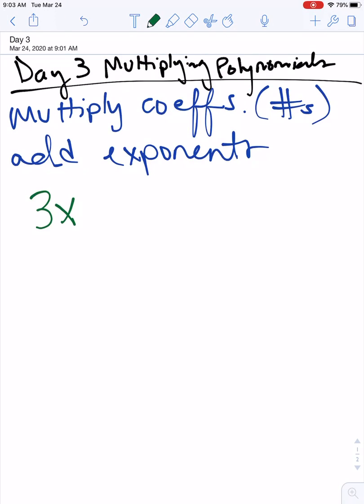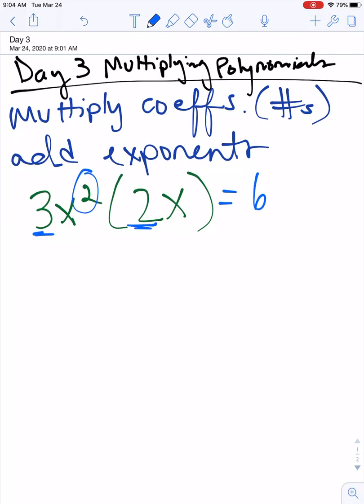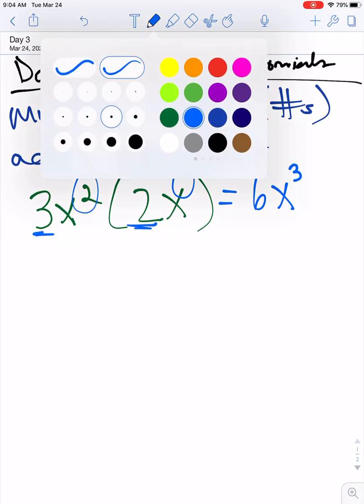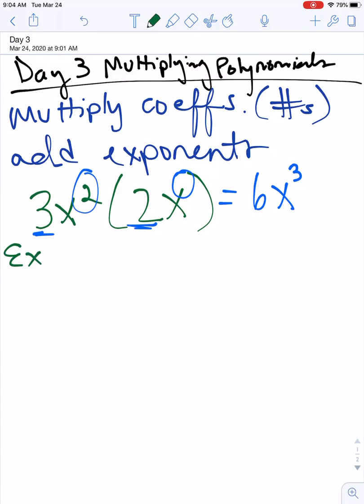So if you had something like 3x squared times 2x, you're going to have to multiply your numbers, so 3 times 2 to get 6. But then you add your exponents, so 2 plus 1, because remember, even though it's not there, there is an implied 1, you get x cubed, all right? So that's the base way to multiply a polynomial. It's the easiest way, and honestly, the most useful way. But let's do a formal example.